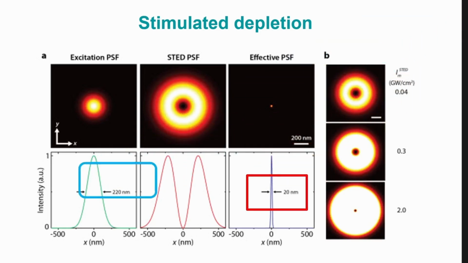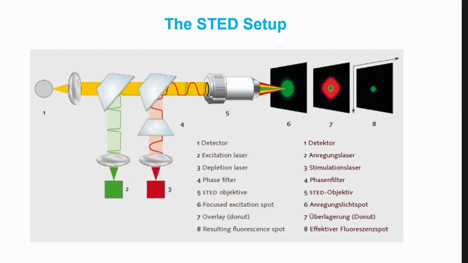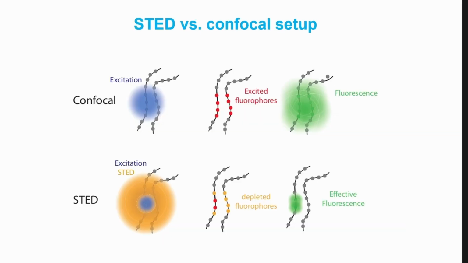So basically, you are superimposing the original PSF and the donut generated PSF, and you end up with a much smaller point spectrum. This is the layout: the two lasers, dichroic mirrors, the lasers are aligned, and then with this small spot, we scan through the sample. Now, why does this work?